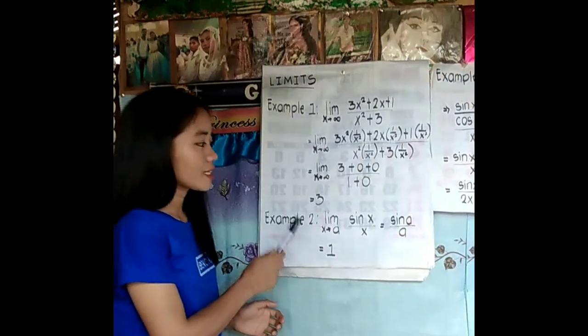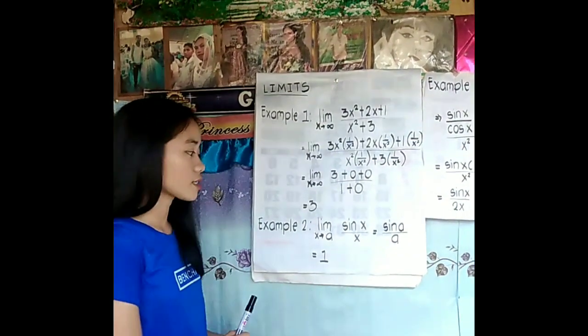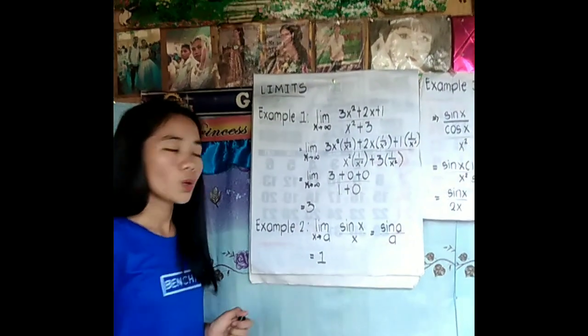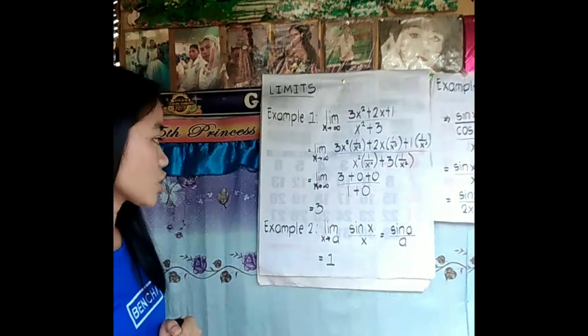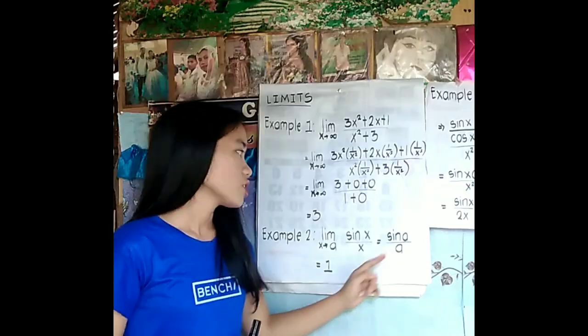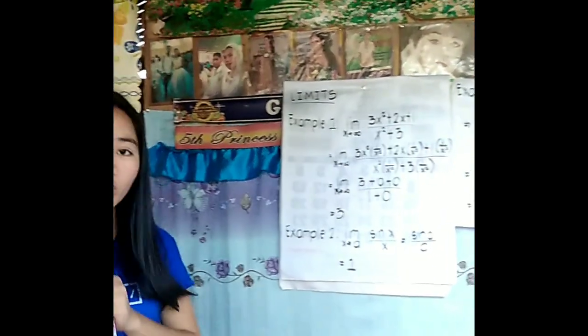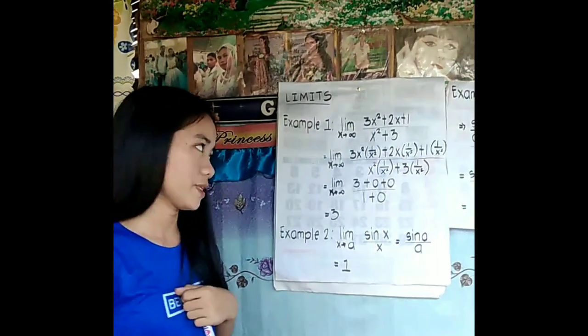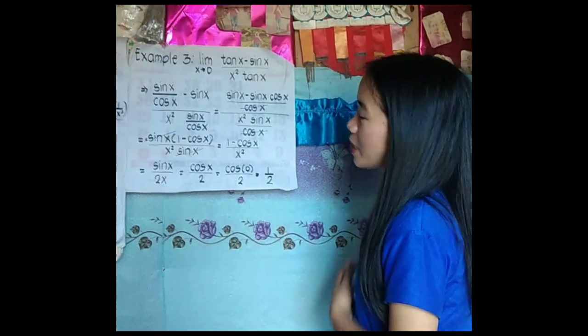So we have the limit of sin x over x, as x approaches a. So let's substitute the value of x, which is a. So we have sin a all over a. So the result is 1. It is according to the rule of limit. So let's proceed to example number 3.